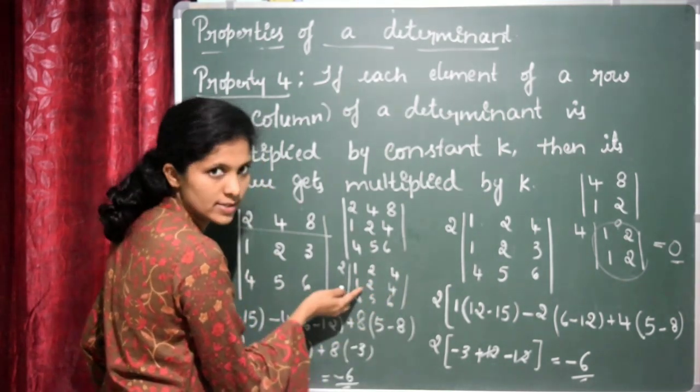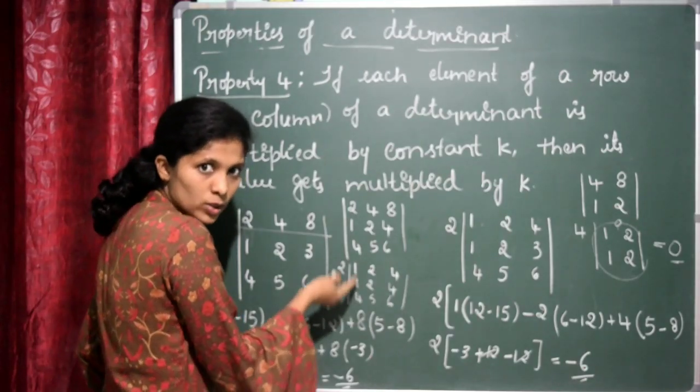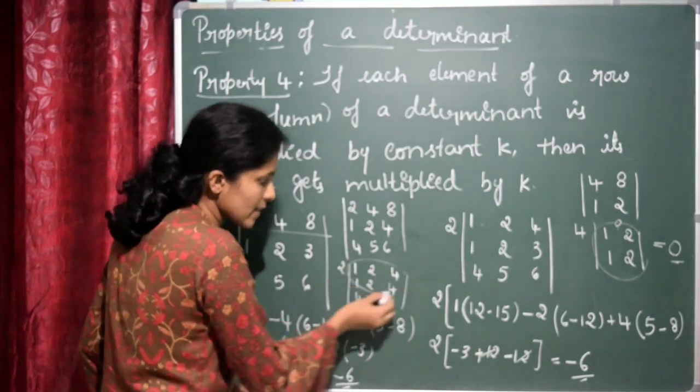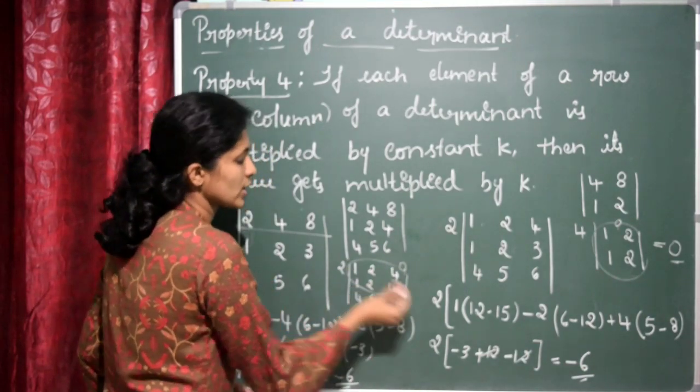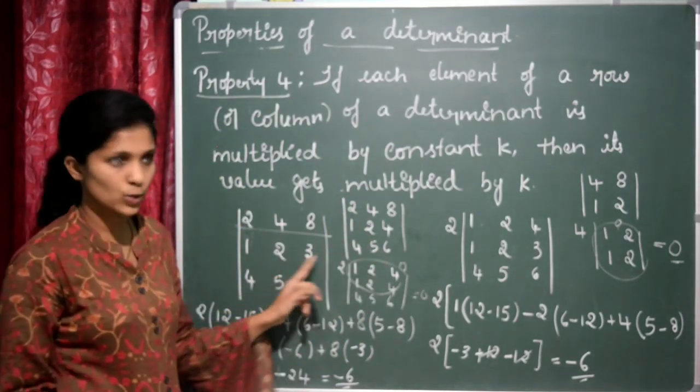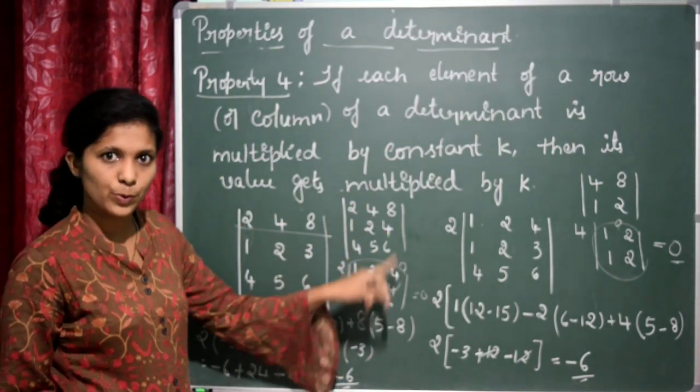Here 2 rows are same. It is not compulsory that only the rows, it may be a column also. 1, 2, 4 and 1, 2, 4. 2 rows are same. So the determinant will be equal to 0. So 0 into 2 will be equal to 0. Is it clear? This is not same. Here I have also 1, 2, 3. Here it is 1, 2, 4. I hope you understood this one.